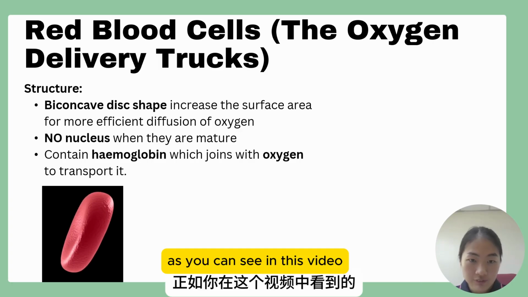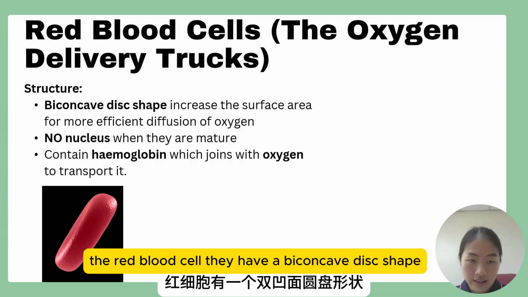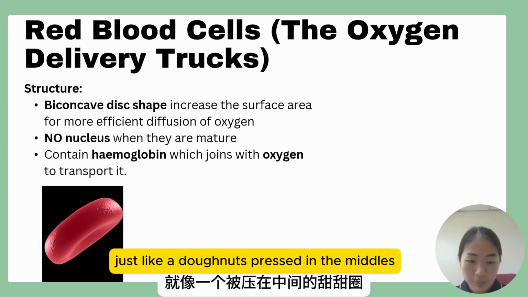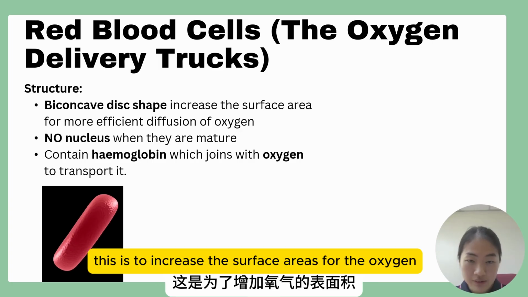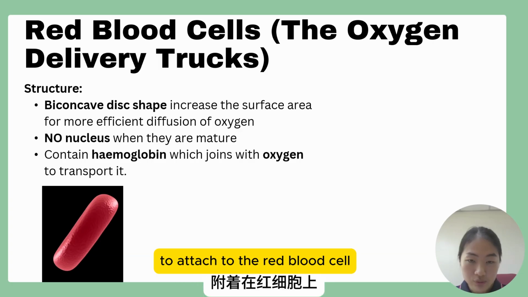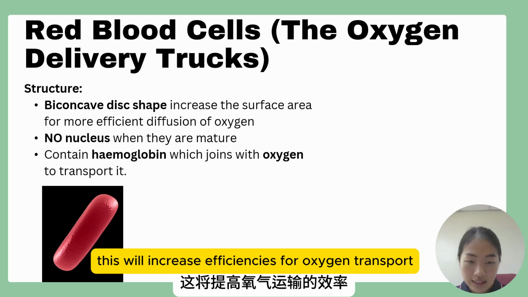As you can see in this video, the red blood cell has a biconcave disc shape, just like a donut pressed in the middle. This is to increase the surface area for the oxygen to attach to the red blood cell. This will increase the efficiency of oxygen transport.